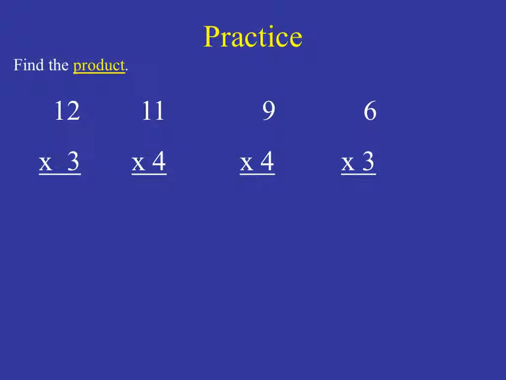Alright, let's move through and see what we can find for the products of these. 12 times 3 is going to be 36. 11 times 4, 44. 9 times 4 also comes out to 36. 6 times 3 is 18. No bonus points for getting those correct, but you can give yourself a pat on the back if you were able to successfully complete these 4 basic problems.